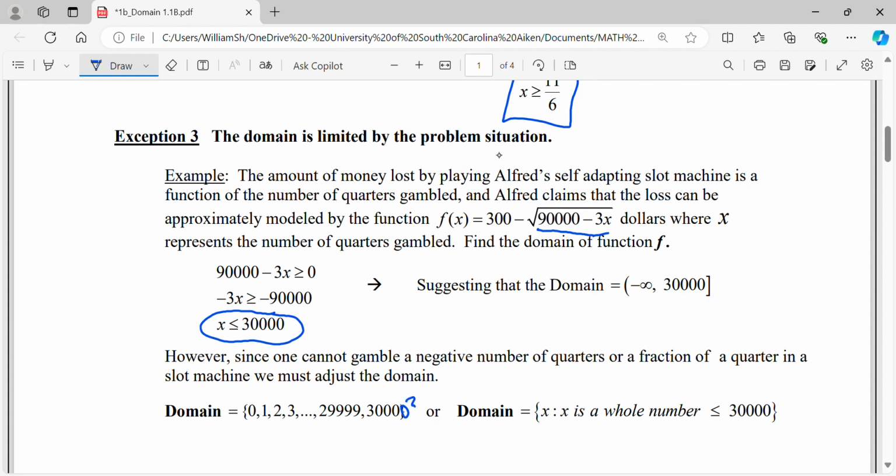Slight typo here. So our domain is going to live between 0 and 30,000, because it is perfectly fine not to gamble any quarters. That is a possibility, that somebody might not gamble any quarters. So the domain is going to go 0, 1, 2, 3, I'm going to show our trend and then show what it goes up to, which is 30,000.